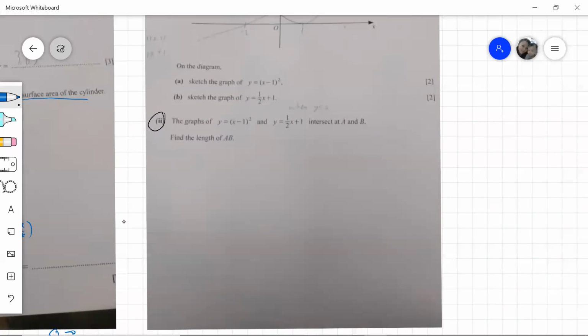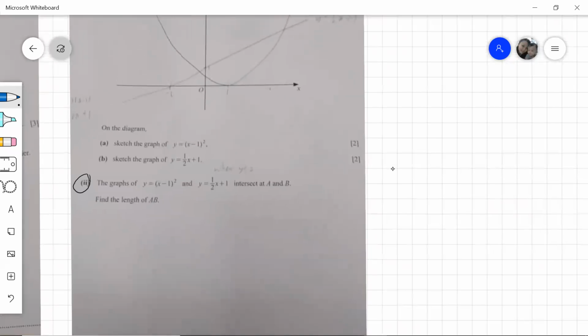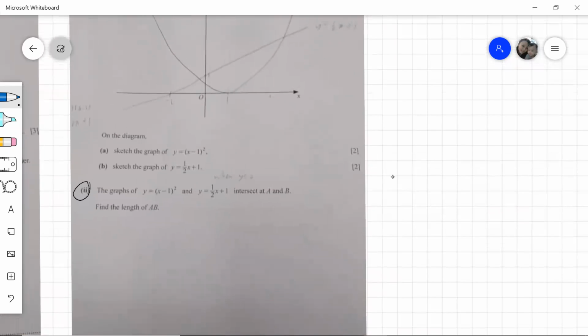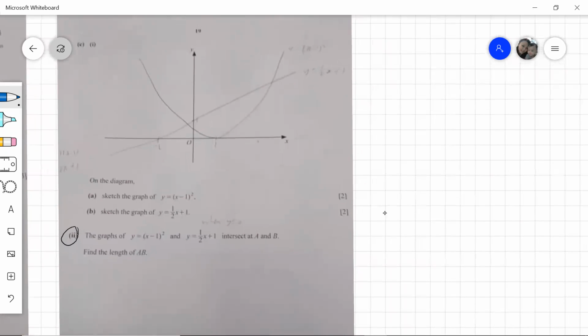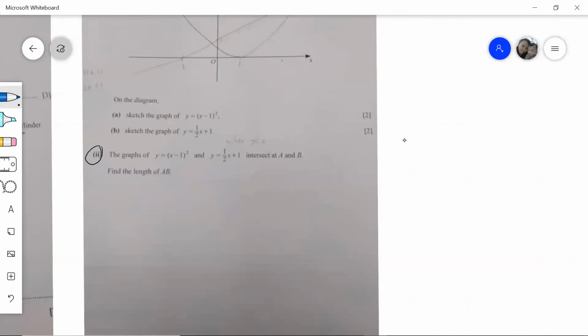Now, next, the part 2. Okay, let's see the graph, and they intersect at A and B. So we need to find the length of AB. So we've got to find the coordinates of A and B first. When they intersect, that means at A and B, their x and their y are equivalent. So let's call this equation 1 and this equation 2.